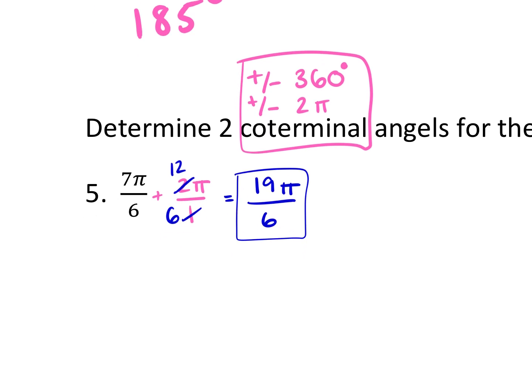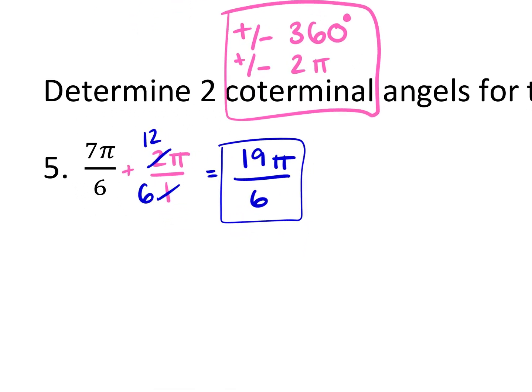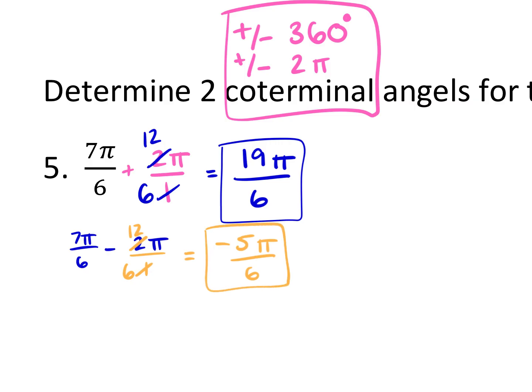How could we find another coterminal angle? Awesome. We can take 7 pi over 6 and subtract 2 pi. So again, here we need a common denominator, so I can multiply the top and the bottom by 6. What's 7 pi minus 12 pi? Negative 5 pi over 6. So we have a positive and a negative coterminal angle.